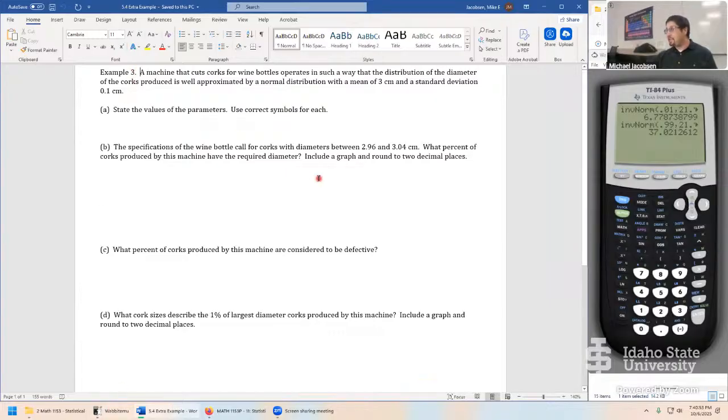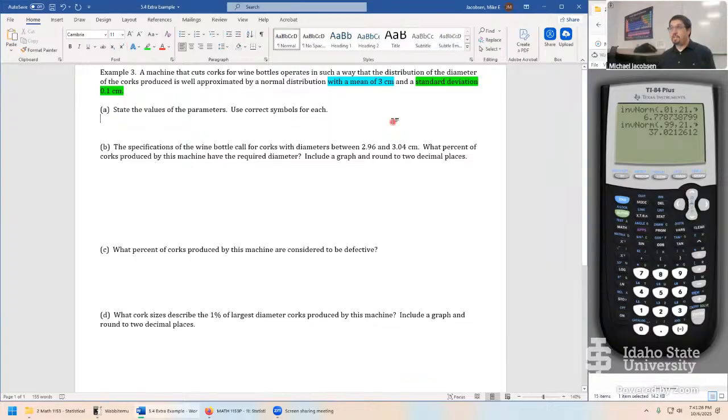Again, maybe not the most interesting context in the world, but it says there's a machine that cuts corks for wine bottles, and it's supposed to operate in such a way that the distribution of the diameter of the corks produced is well approximated by a normal distribution. So the normal model is being used here. We're told we have a mean of 3 centimeters, a standard deviation of 0.01 centimeters, and that's the whole write-up of the problem.